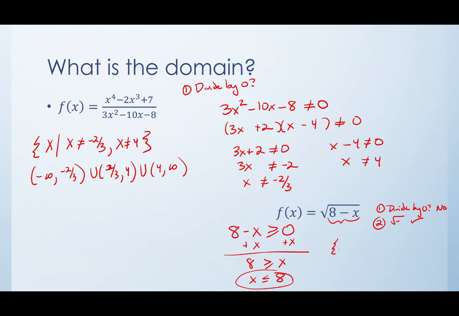We can write it up formally, the set of all x such that x is less than or equal to 8. Or in interval notation, it's a less than, so we're going to go all the way out to negative infinity, up to 8. 8 is included because it's a less than or equal to, and there we go.